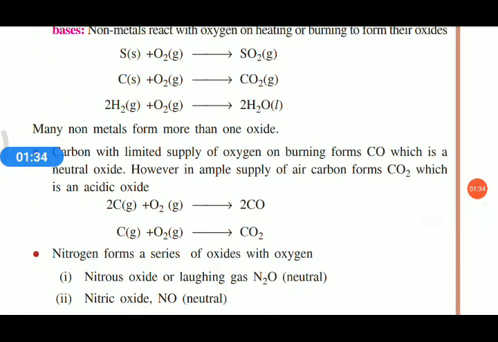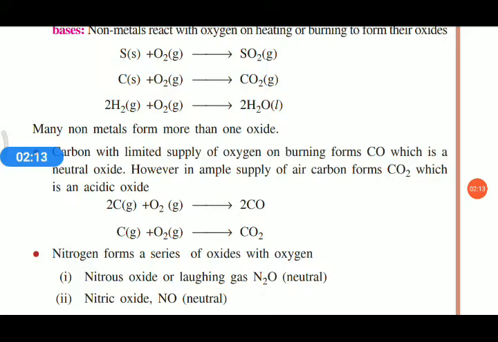Many non-metals form more than one oxide in different situations. For example, carbon heated with a limited supply of oxygen produces carbon monoxide, CO. The same carbon, when we heat it with a sufficient supply of oxygen, we get carbon dioxide. Carbon monoxide is a neutral oxide, but carbon dioxide is an acidic oxide.